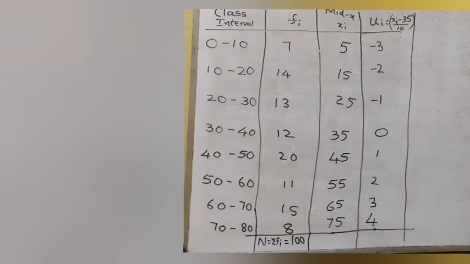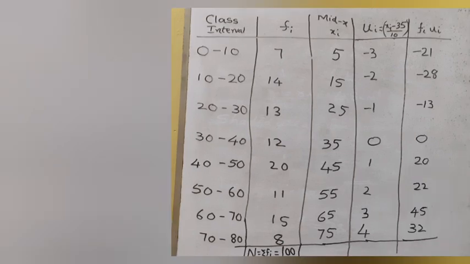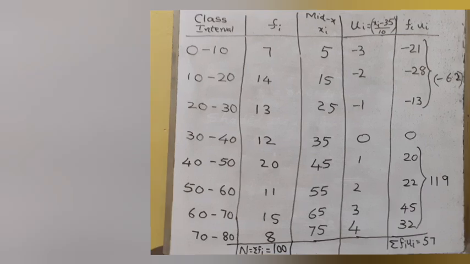Use this u column with f to get fi ui. For example, in the first row, 7 times minus 3 is minus 21, 14 times minus 2 is minus 28, and so on. To calculate summation fi ui, we add the positive numbers separately, the negative numbers separately, then combine them to get summation fi ui. In this problem, we get 119 minus 62, which gives you 57.